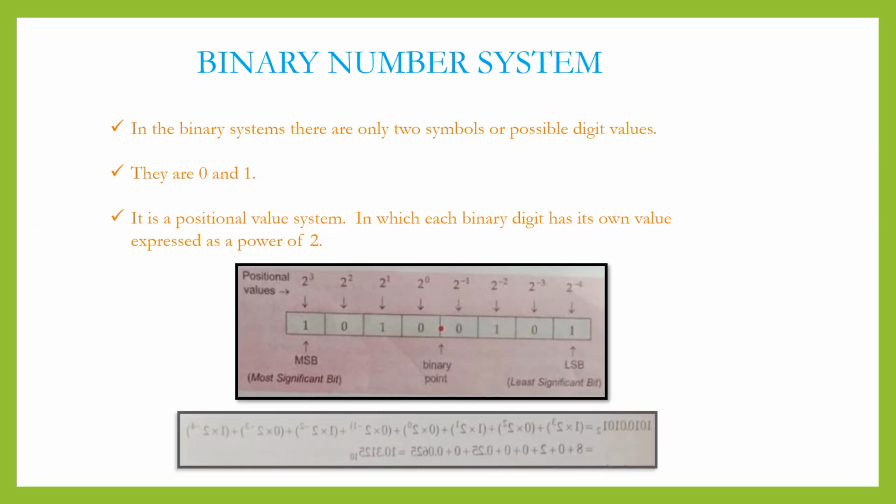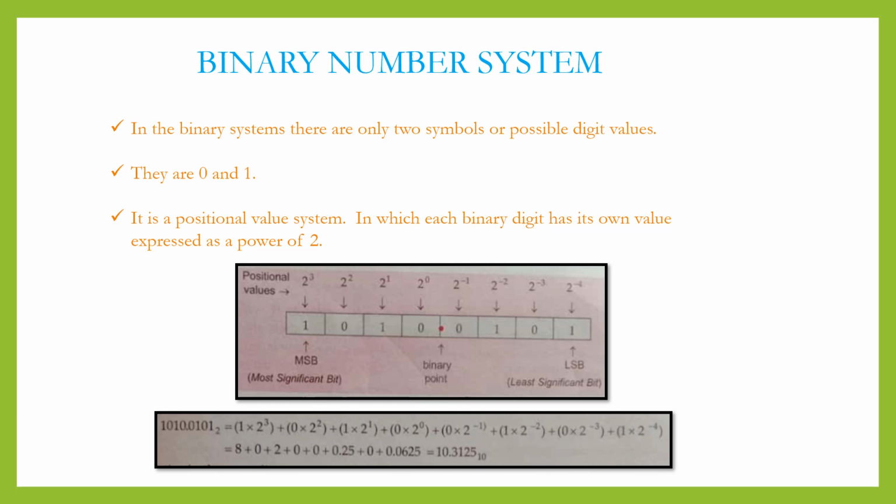And the second number system is binary system. In the binary system, there are only two symbols used, 0 and 1. So this system is called the base 2 system. The binary system is also a positional value system wherein each binary digit has its own value or weight expressed as a power of 2. This is illustrated in this figure.